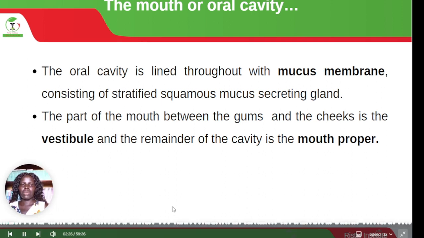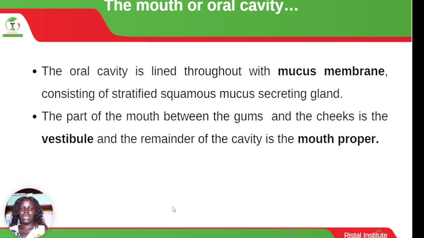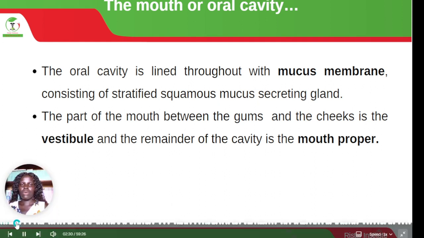mouth. The oral cavity is lined throughout with the mucus.